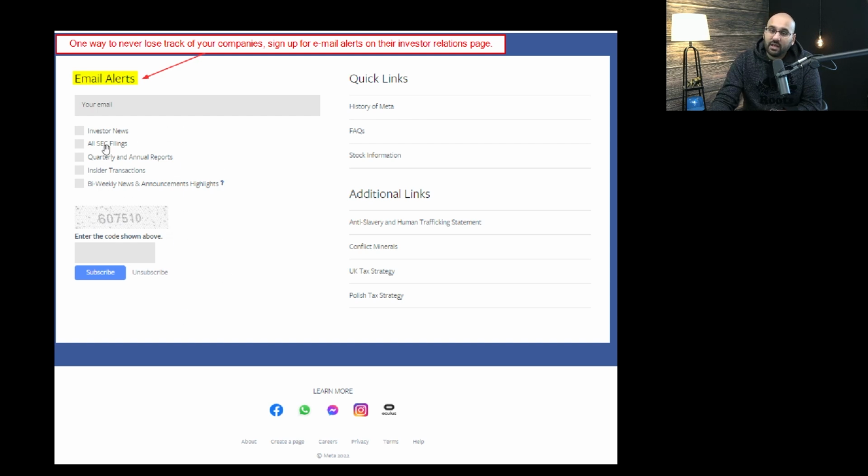So you can be completely up to date: as soon as they issue a press release, it gets sent to your email. You will be completely up to date about all of the comings and goings, all the news, all the disclosures, everything as it relates to the companies that you're tracking. So at the very minimum, you should be signing up to the investor news of all the companies in your portfolio.